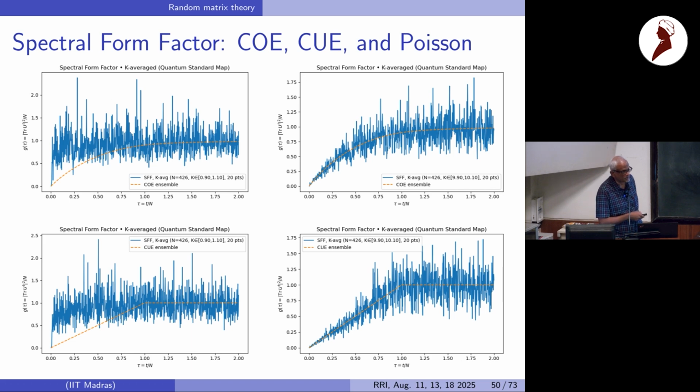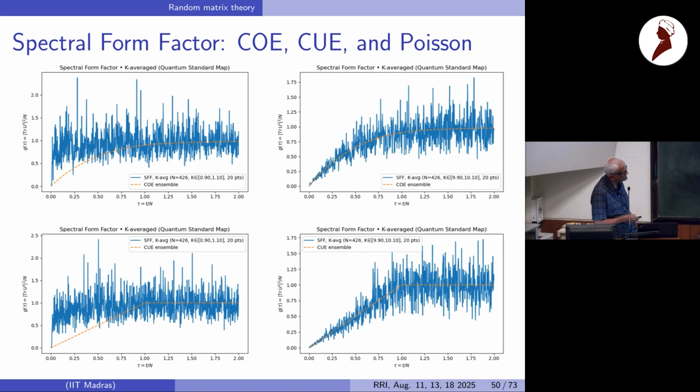And here I've taken k to be around 10, 20 points around 9.9 to 10.1, where you know that it's highly chaotic. We have already demonstrated that kind of thing. So you can see that if you average over k, it would come. If you don't average over k, you won't see any of these structures.